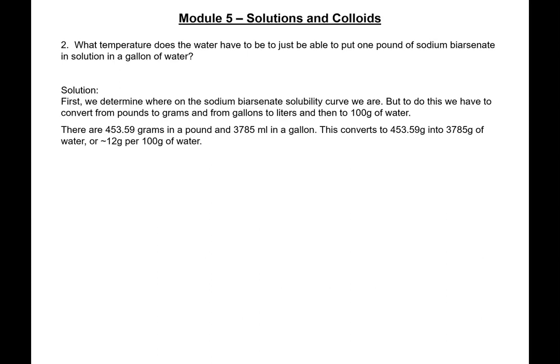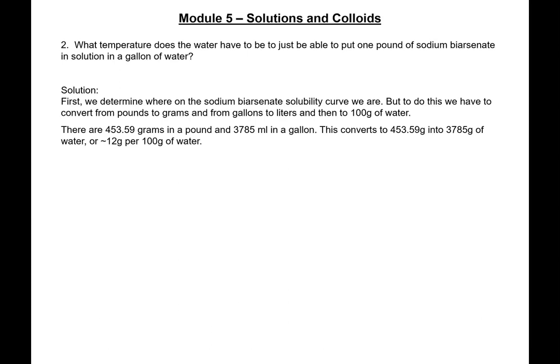All right. We've got to convert from pounds to grams and from gallons into liters and then into 100 grams of water. So we have some conversions to do. There's 453.59 grams in a pound, and there's 3,785 milliliters in a gallon. So if we do this conversion, 1 pound is 453.59 grams into 3,785 grams of water. But the curve is given in 100 grams of water.